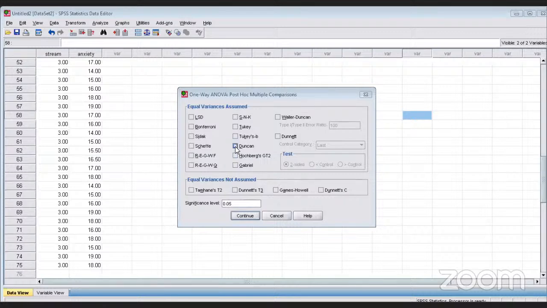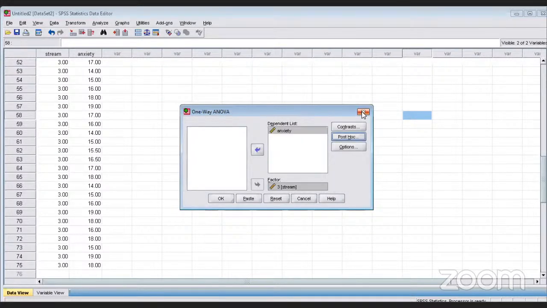So here you can use the Duncans. There are equal variances assumed and equal variances not assumed. So if it is, I am saying equal variance is assumed and it is Duncan. There are 12. 6 on this side and 6 on this side, 12. So many are there. So you can use anyone that fits in your own case. So we say continue.